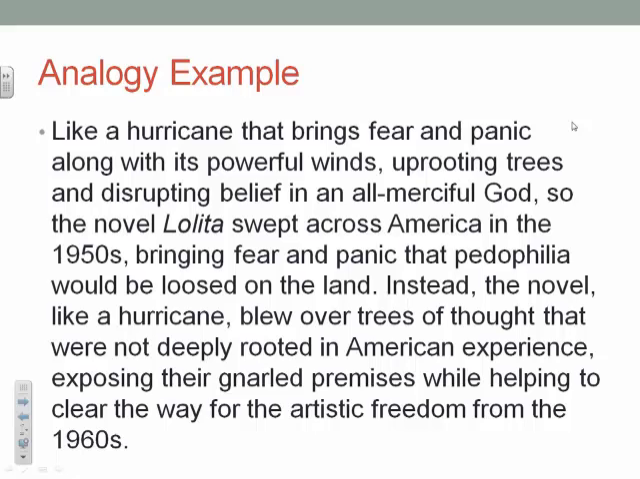Instead, the novel, like a hurricane, blew over trees of thought that were not deeply rooted in American experience, exposing their gnarled premises while helping to clear the way for the artistic freedom from the 1960s. Okay, so that's written at a very high level, but it's a combination of simile and a metaphor there. And so that would be a good example too, if you could think about your topic and if there's any similes or metaphors that are interesting that you could compare it to, that would be a good way to lead into your paper.